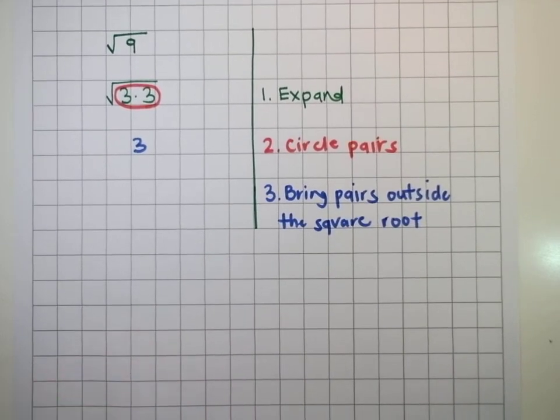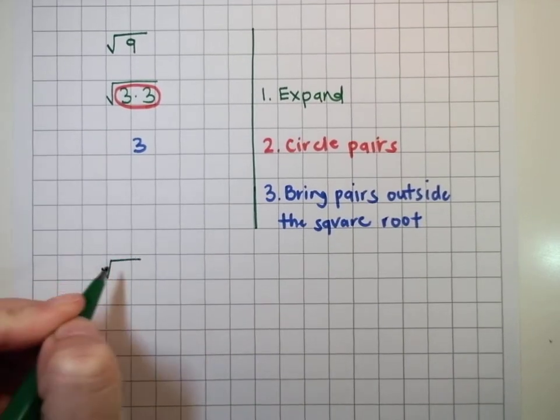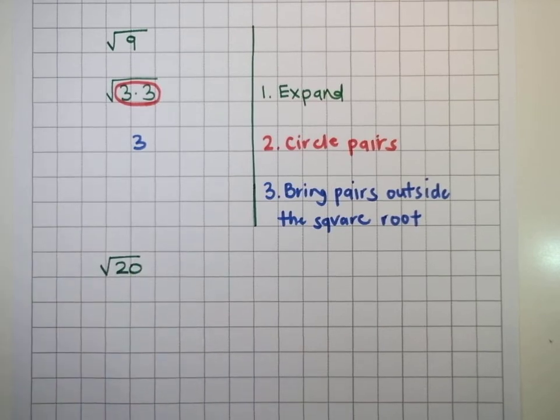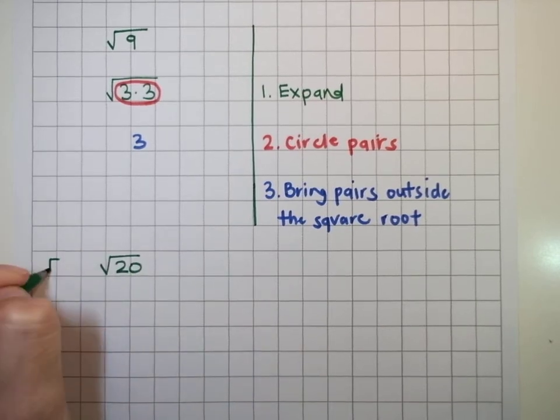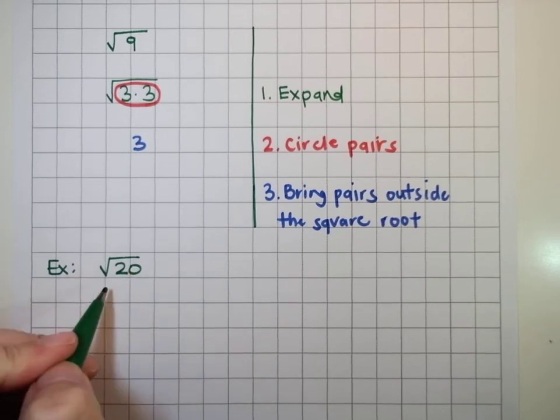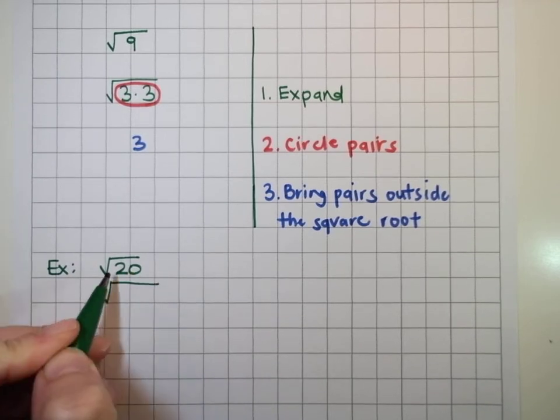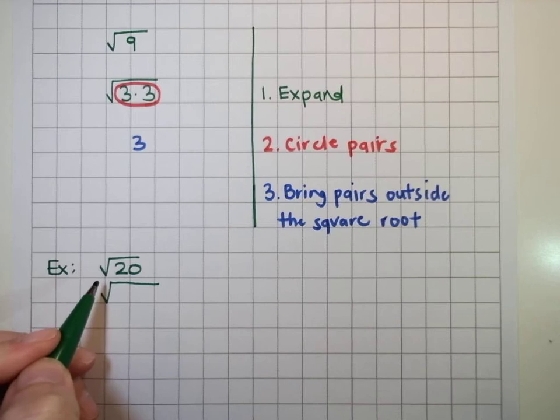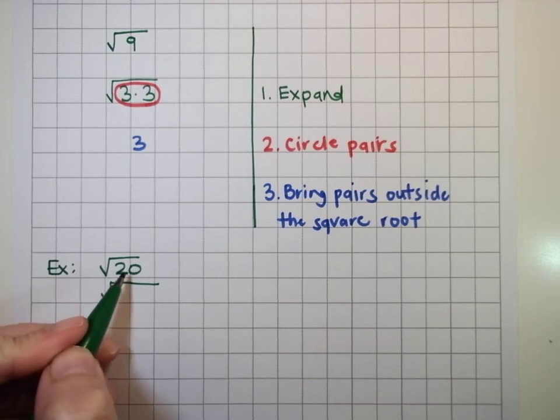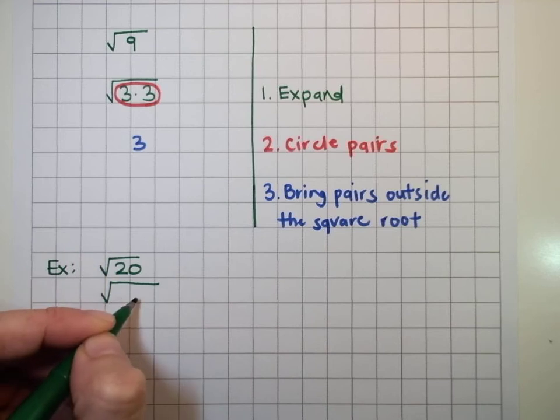Let's do another one. What about the square root of 20? So the first step is we need to expand 20. And so you need to make sure to expand completely. So what multiplies to 20? So most people think of 5 and 4.